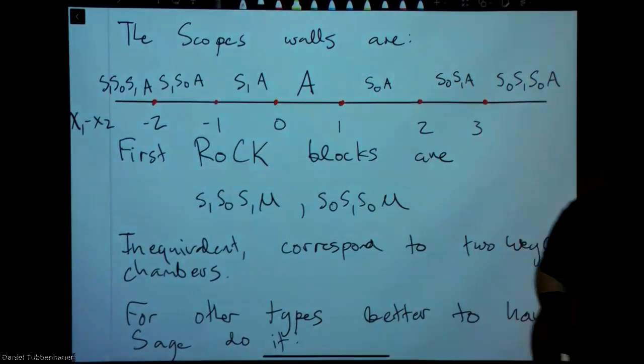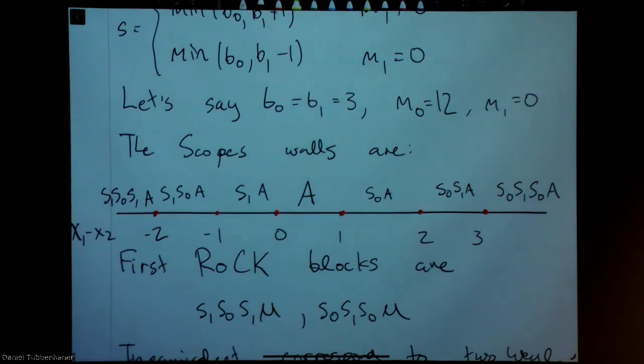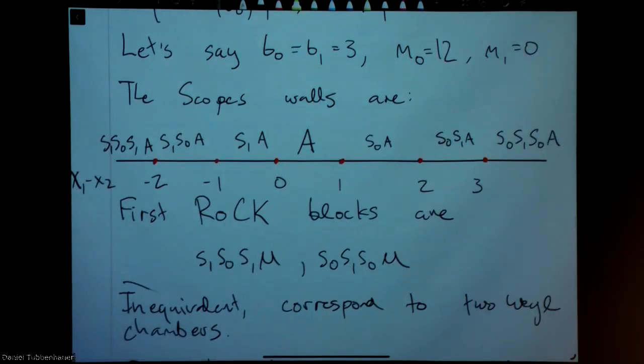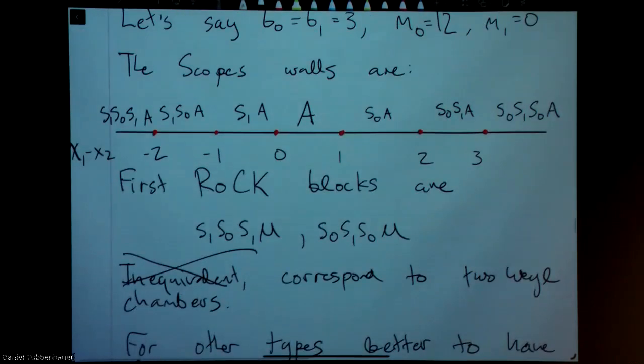I think I'm actually lying, because I unfortunately adjusted this example a few too many times. So this is a small lie. But if my M0 and M1 were non-zero, then I would have two different classes of RoCK blocks that wouldn't have to be the same, corresponding to the two.